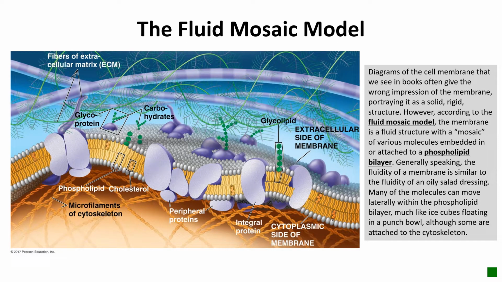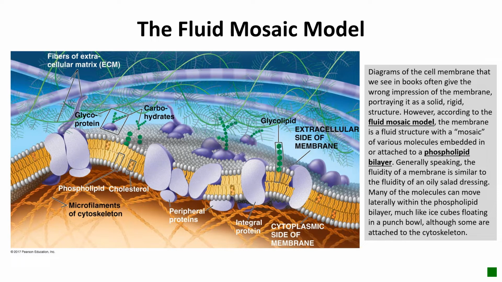Diagrams of the cell membrane that we see in books often give the wrong impression of the membrane, portraying it as a solid, rigid structure. However, according to the fluid mosaic model, the membrane is a fluid structure with a mosaic of various molecules embedded in or attached to a phospholipid bilayer.